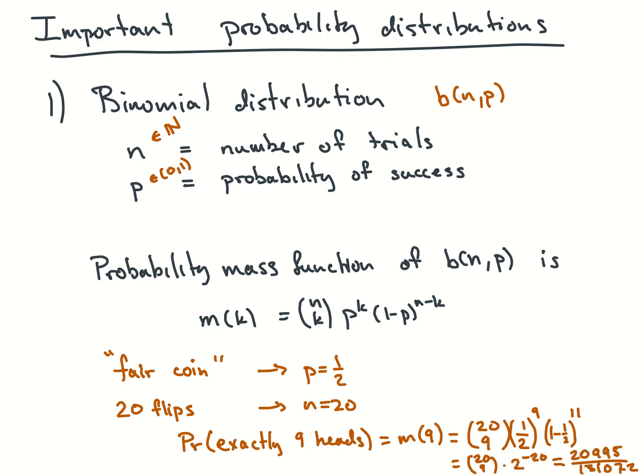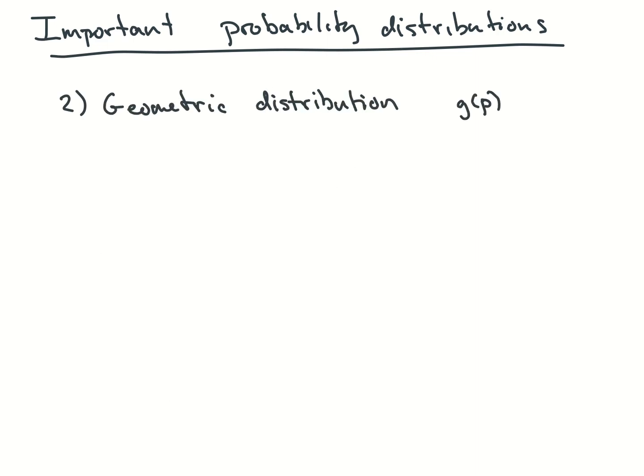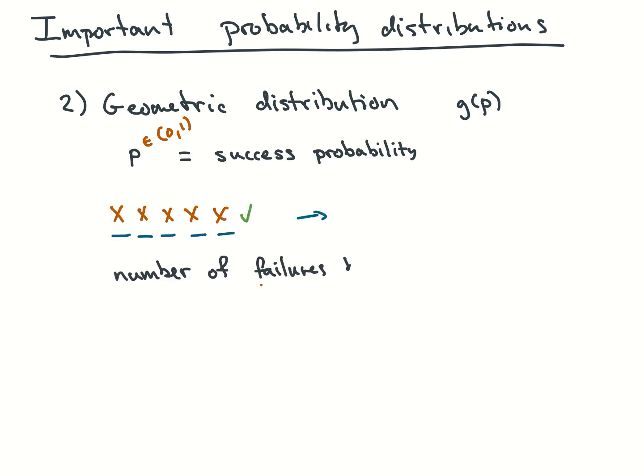Geometric random variables describe what happens if you keep trying until you succeed. They have one parameter p, a number between 0 and 1, which describes the probability that any individual trial is a success. And the geometric random variable is defined as the number of failures before the first success.